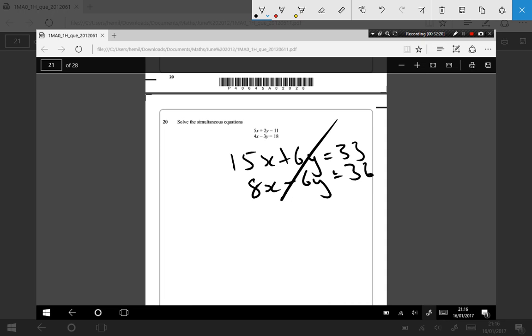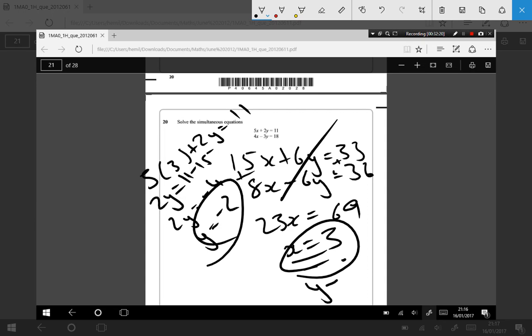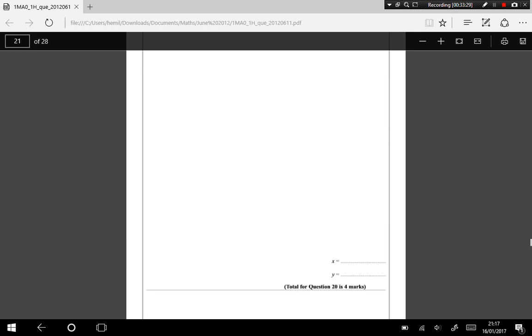So the plus 6y and minus 6y cancel, then we add that and we add that, so it becomes 23x is equal to 69. Yes, and x is equal to 3. Now you just want to plug it in, so 5 times 3 plus 2y is equal to 11. Now you're going to rearrange, so 2y is equal to 11 minus 15, 2y is equal to minus 4, and y is equal to minus 2. That's all it is. x equal to 3 and y is equal to minus 2. And you can check it by plugging x equal to 3 and y equal to minus 2 into the other equation. But I'm not going to bother. I'm sure it's right. And this is probably worth 4 marks, yeah.